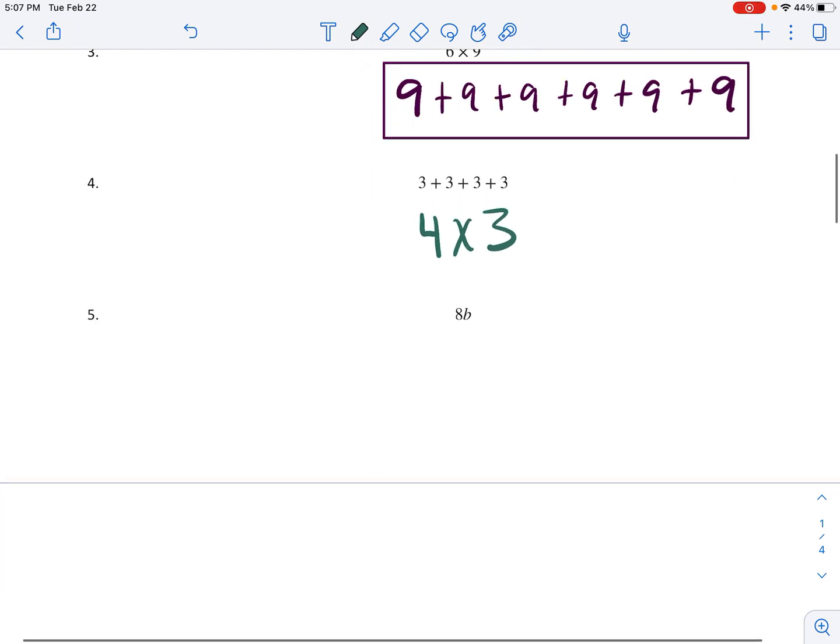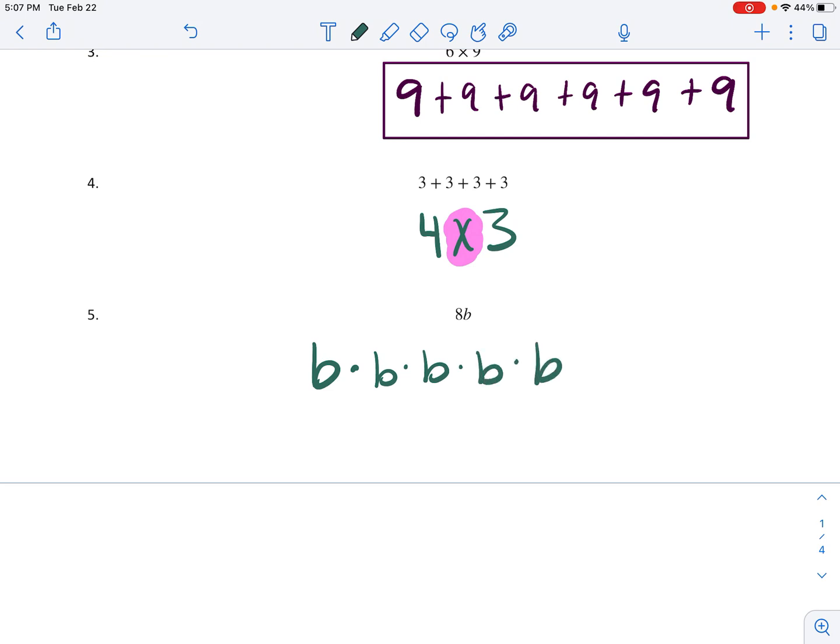And number 5 has a variable, okay? The first number is 8, so this is telling us 8 times b, so 8 groups of b. And remember, when we use variables, we don't want to use this x multiplication symbol, so I'm going to use the dot. So this is going to be b times b times b times b times b times b times b. Okay, we have 8 groups of b there, and this comes out to our answer.